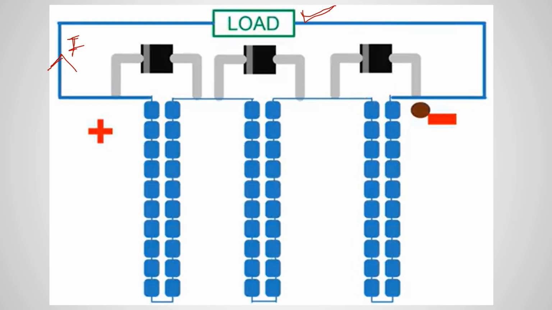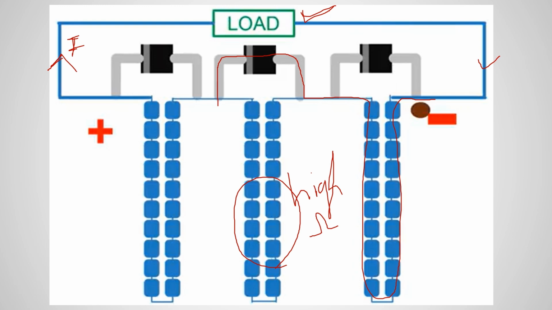Now what happens if this particular section is shaded? In the actual scenario, the current will flow from here, use this path, come here and go here, and it uses the diode to flow from here, because this section now has a high resistance because of the shading.